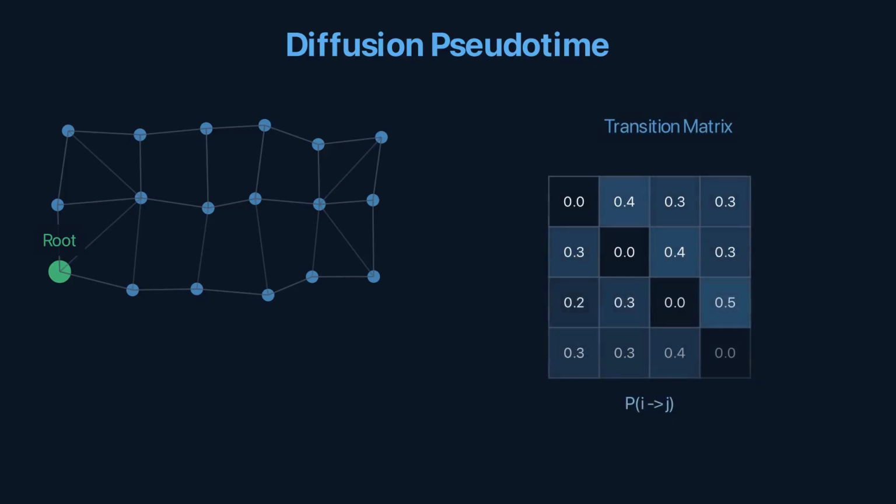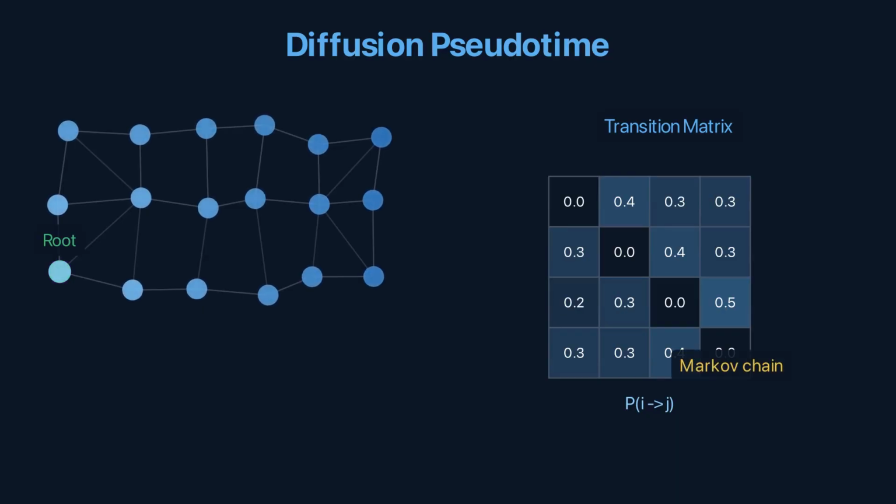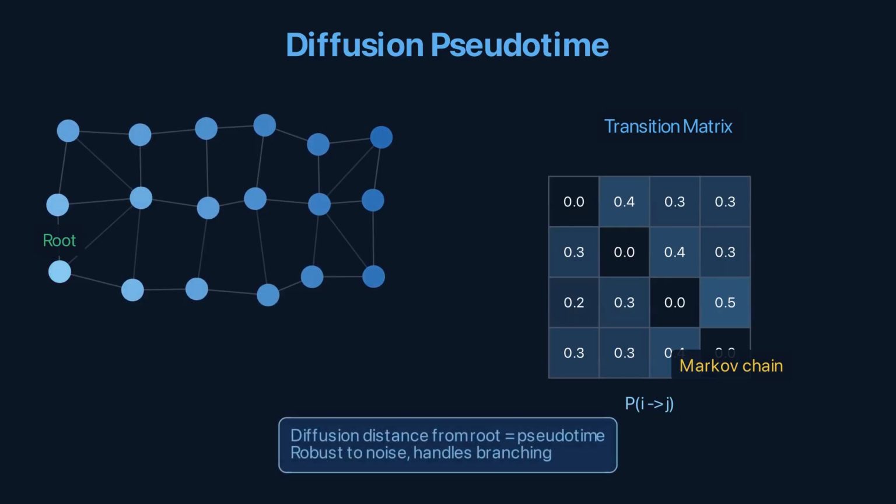The diffusion distance from a designated root cell defines pseudotime. Cells that are many diffusion steps from the root are further along the trajectory. Diffusion pseudotime is robust to noise because it averages over many possible paths through the graph. It naturally handles branching. Different branches have different diffusion distances.